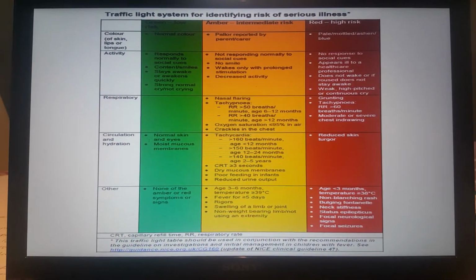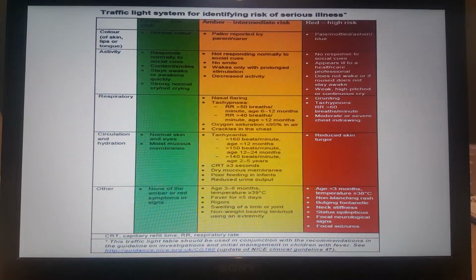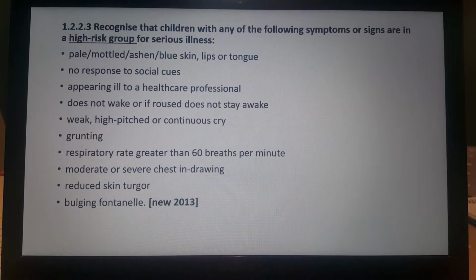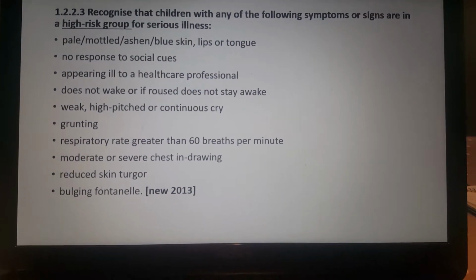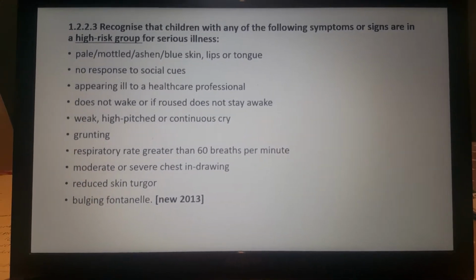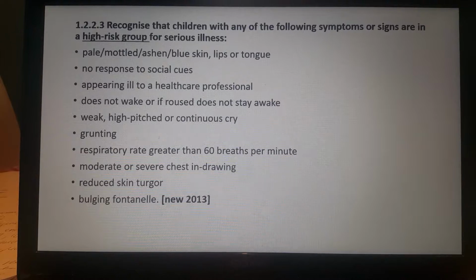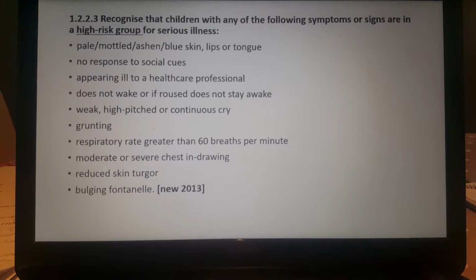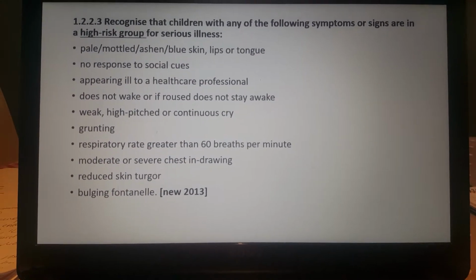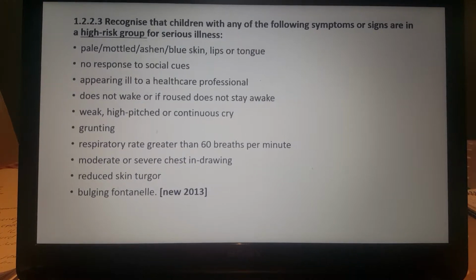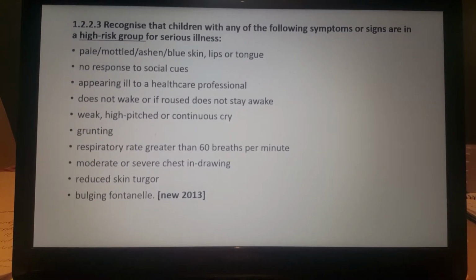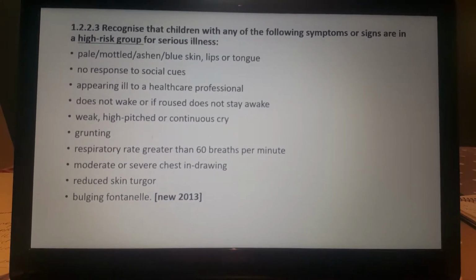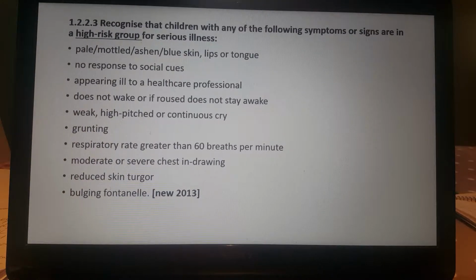And this is just a reminder of the table itself. So again, from their evidence review of the signs and symptoms, they were able to come up with this list, which was basically that these are the children who are in a high-risk group. So if they have any of the following signs or symptoms, then they're in a high-risk group for serious illness. And I'll let you read those for yourselves. This was new evidence that was reviewed, and the recommendation was updated in 2013.